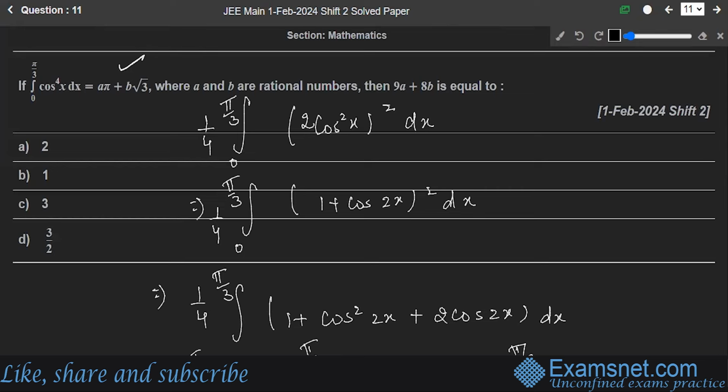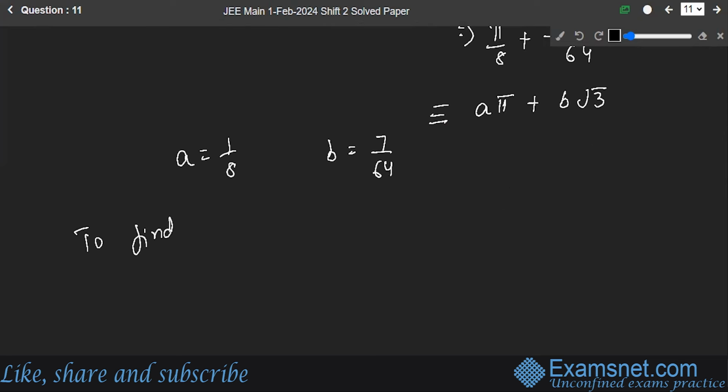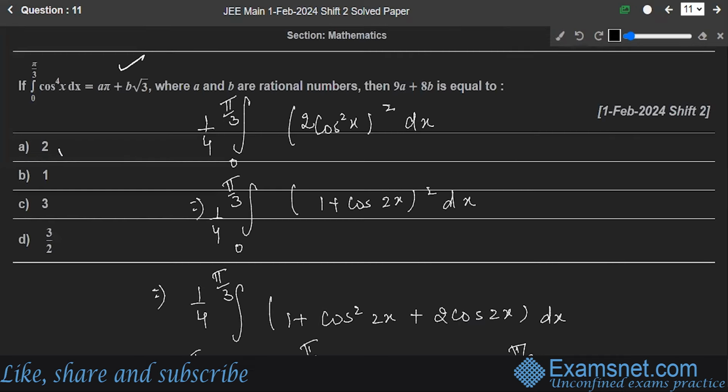Now let's compare it with this given one, that is a pi plus b root 3. Now this is equivalent to a pi plus b root 3. So from here you have a as 1 by 8 and b as 7 by 64. You had to find in the question 9a plus 8b. So this is equal to 9 into 1 by 8 plus 8 into 7 by 64. 9 by 8 plus 7 by 8, which is equal to 16 by 8, and that is 2. So the answer to the question is here we have option a as the correct answer. Hope you got that. Let's move to the next question.